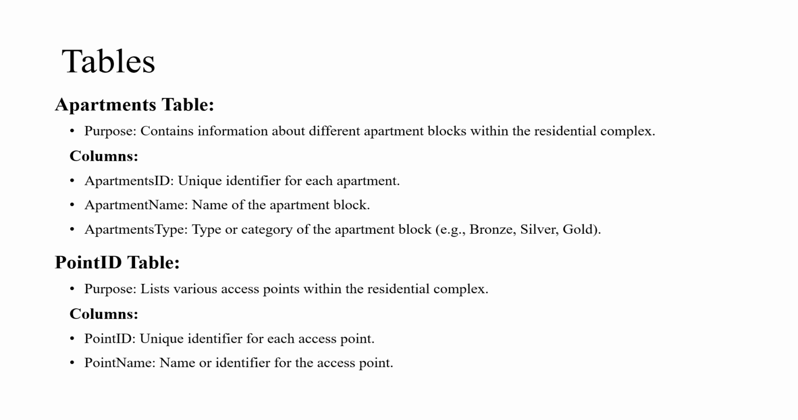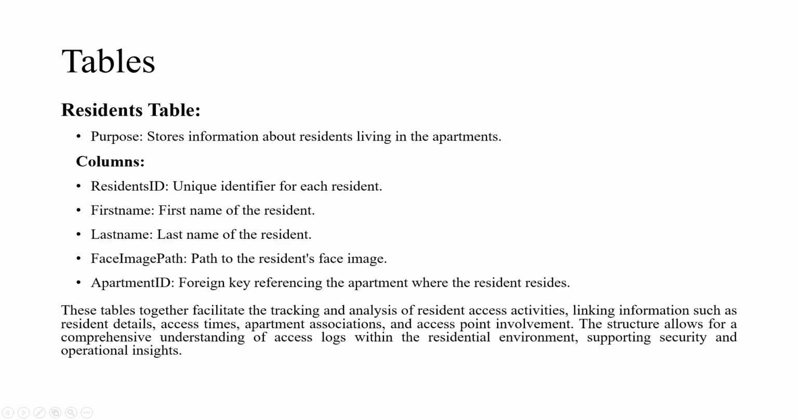So coming to the next entity, it's the point table. I mean the point ID table. As I told you, point ID is nothing but an entry point or an exit point, like entry gate and exit gate. So it has two columns. They are point ID, a unique ID for that, and the point name, like front gate, back gate, something like that. Let's move on to the last and final entity.